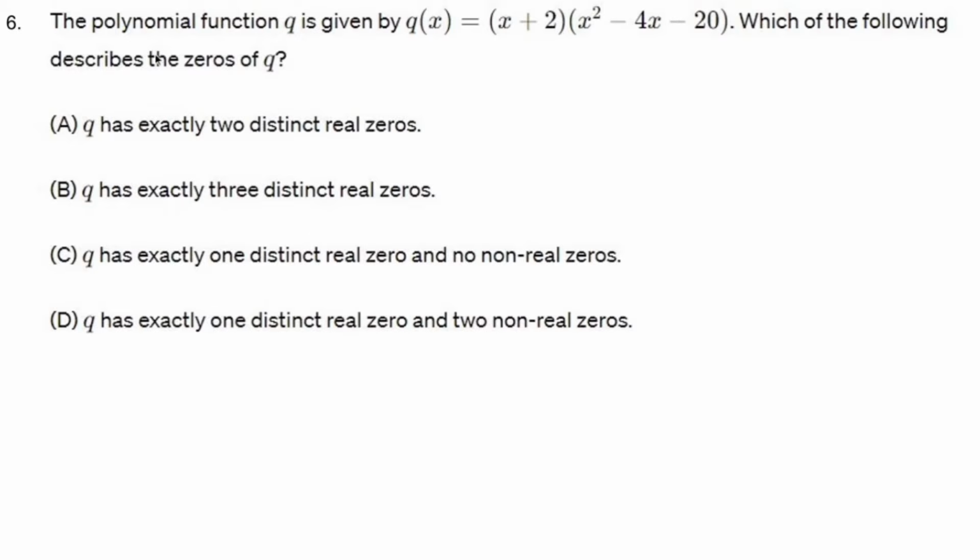Which of the following describes the zeros of q? Okay, well, what I would do is, I know zeros are when these guys cross the x-axis. So a 0 would be -2 because you would set that equal to 0. If I were to set this, x squared minus 4x minus 20, equal to 0, I'd have to factor that out.